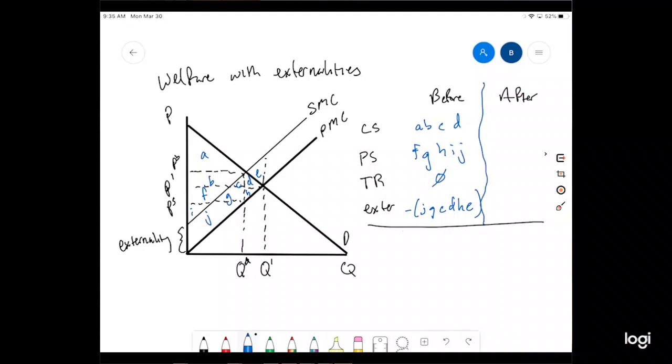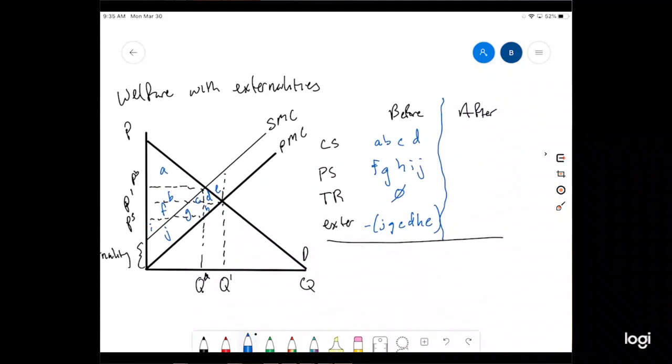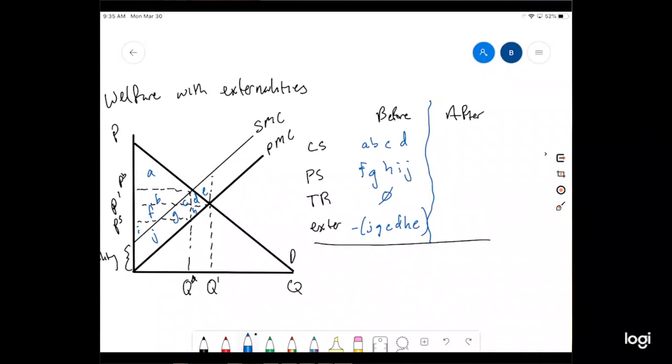How about after the tax? What is our welfare calculation after the tax? So consumer surplus after the tax is just going to be the area under the demand curve down to the price the buyers are paying. So that's A. Producer surplus is going to be the area below the price the sellers are receiving down to the private marginal cost curve. Private because that's the supplier's marginal cost curve. We're not thinking about the social marginal cost yet. So the private marginal cost, that's going to be I and J.